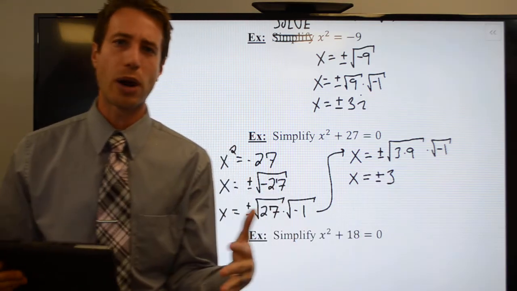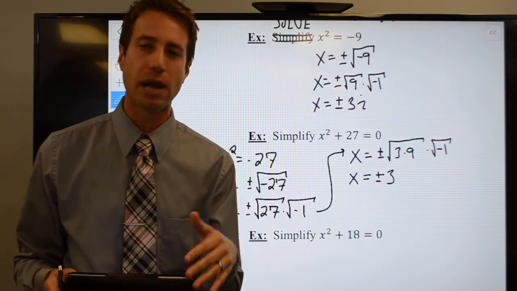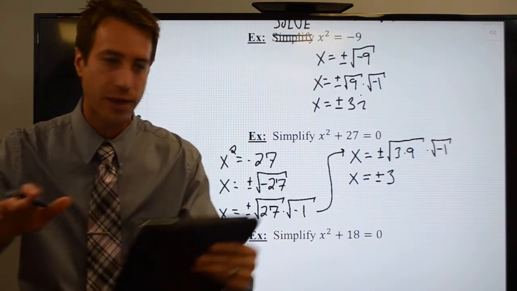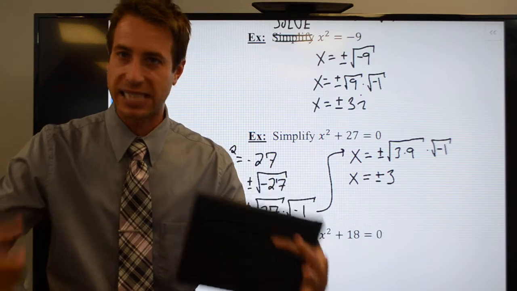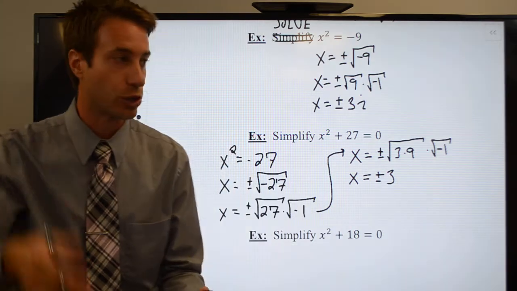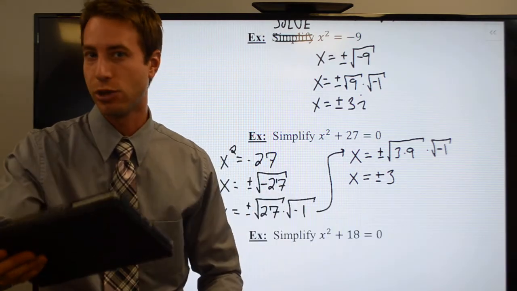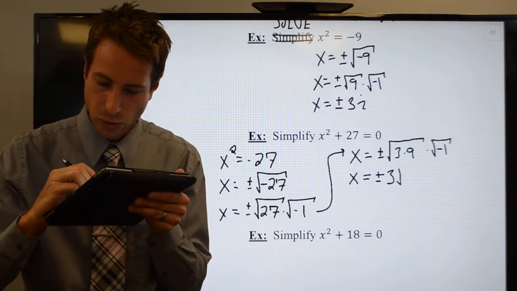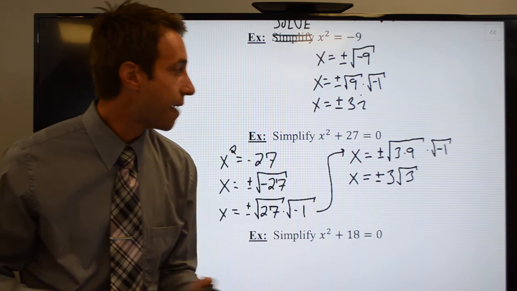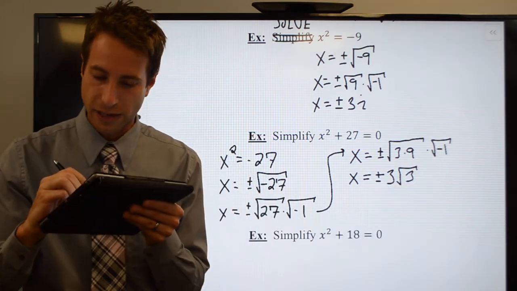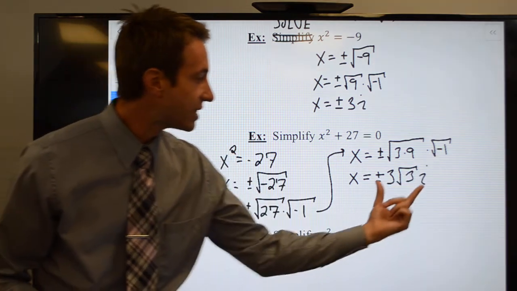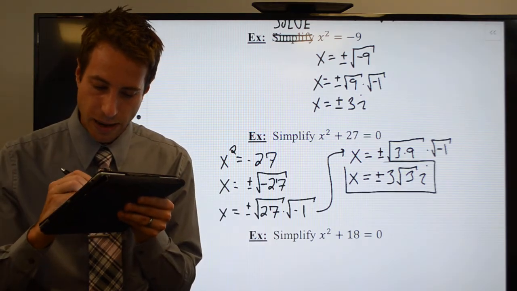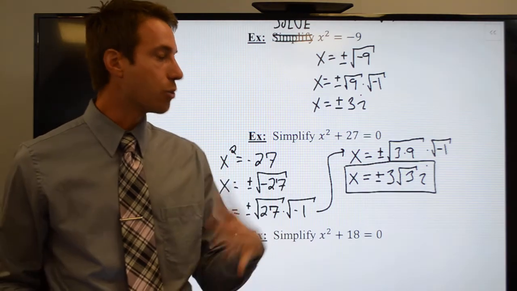Can't do anything with the square root of 3. It's an irrational number, which means I just leave it written in radical form, rather than write out the non-repeating decimal, which goes on to infinity. You'd have to round, and ain't nobody got time for that. So we're just going to leave it as the square root of 3, and then the square root of negative 1, by definition, is i. And that is as simplified as you can possibly get. x equals plus or minus 3 square roots of 3 i.